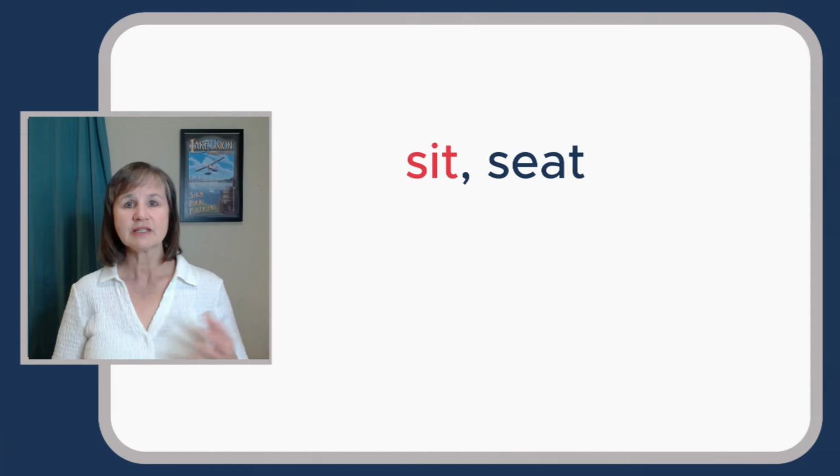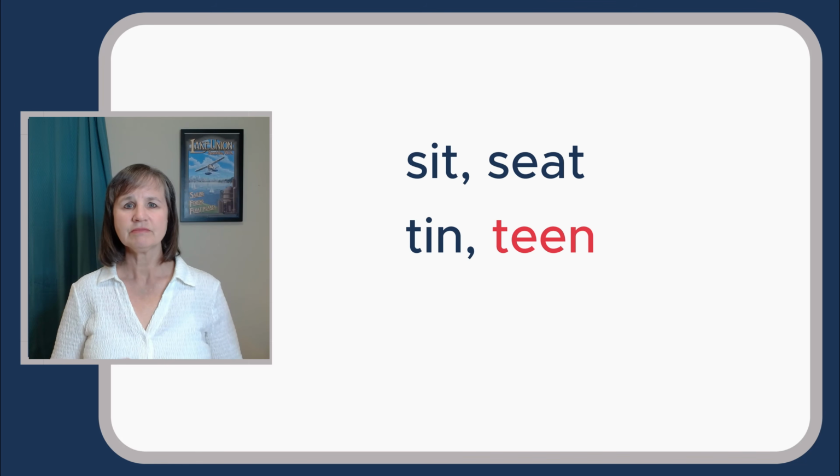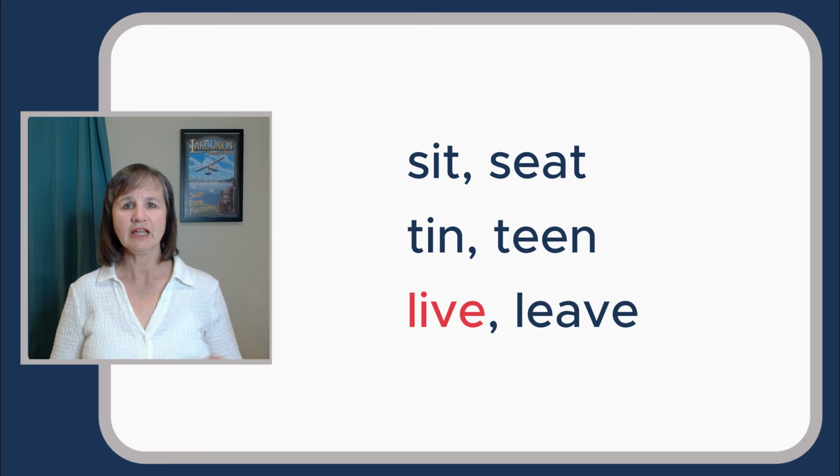Think of short vowels as having only one sound, while long vowels have 2 sounds. All you have to do is look at the typical spellings of short and long vowels to realize this. Short vowels are usually written with a single vowel letter, while long vowels are most often written with 2 vowel letters. Now try this with me. Sit, seat. Tin, teen. Live, leave.